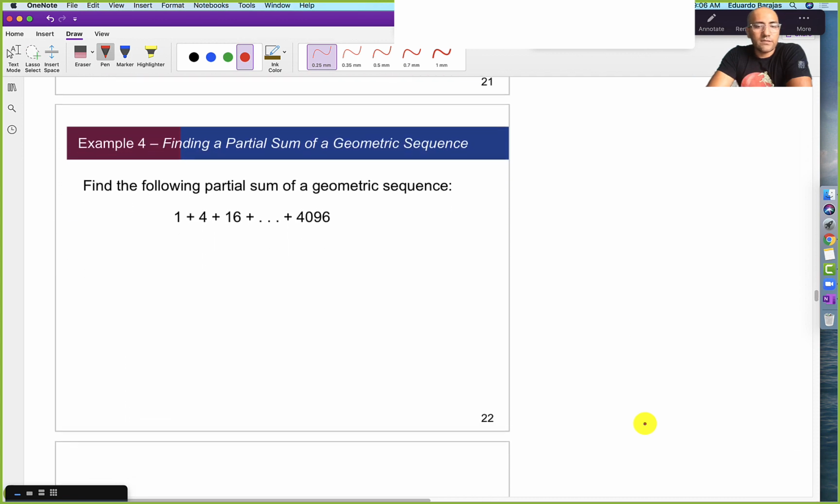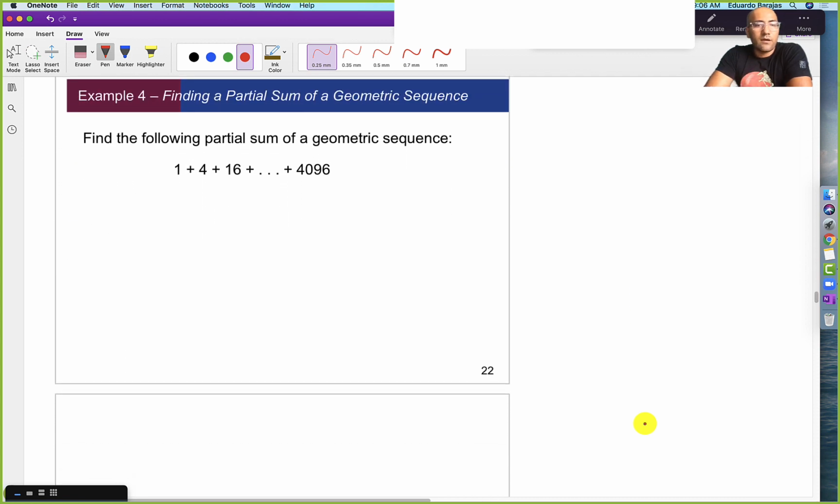Okay, so let's take a look at this example. Find the following partial sum of a geometric sequence. These little dots mean that there was a pattern established, and it keeps going in that pattern until it achieves this. So one common mistake is that people just add these four numbers, and they think that's the answer. That's not quite it. There's sort of this pattern that's established in the middle that we have to take into account.